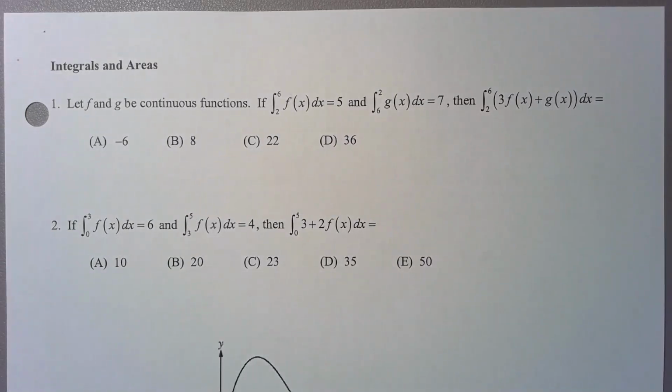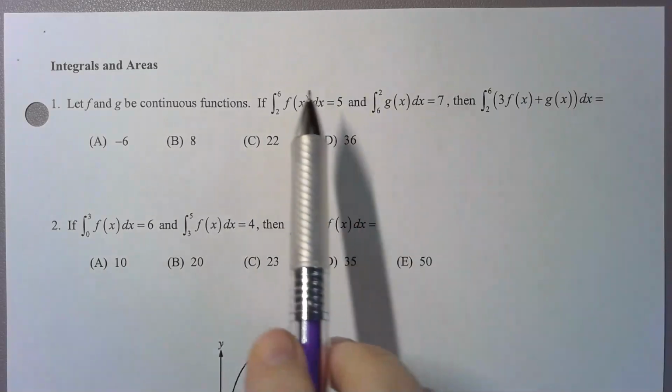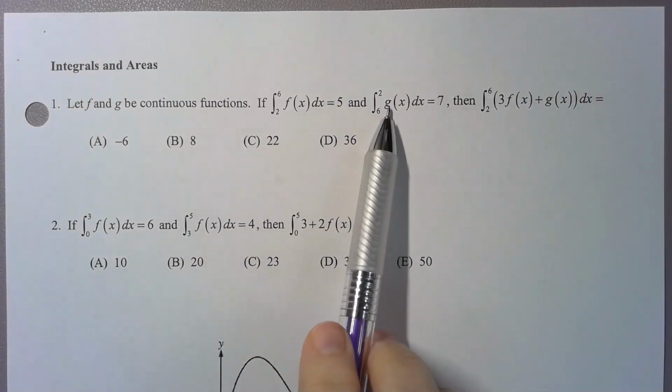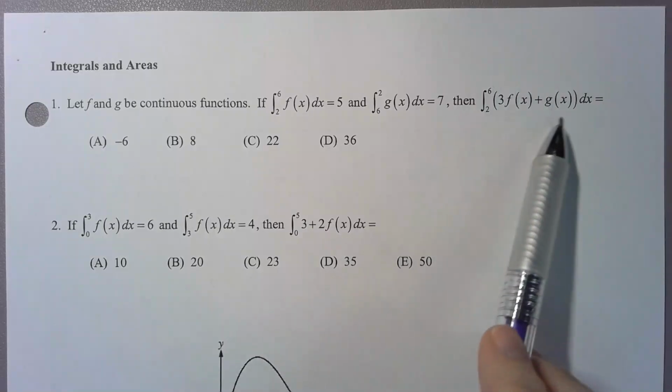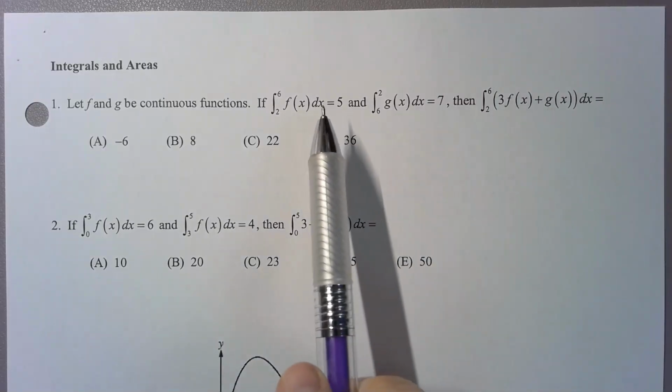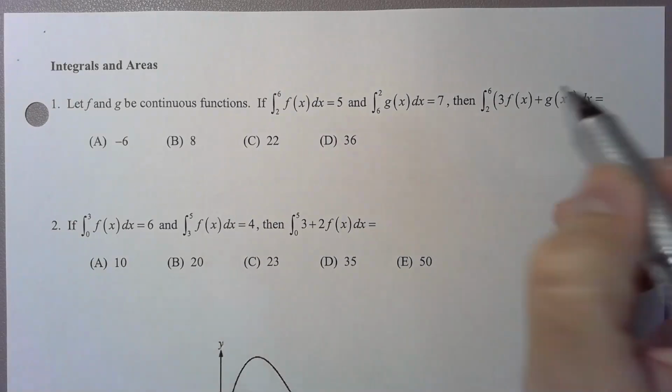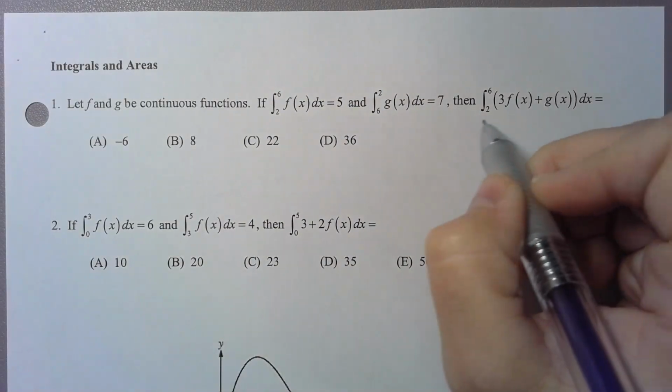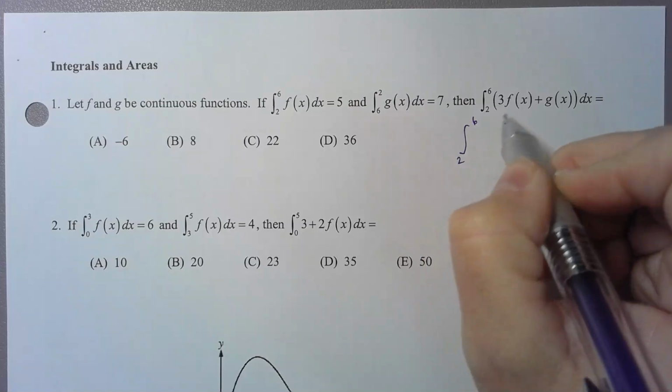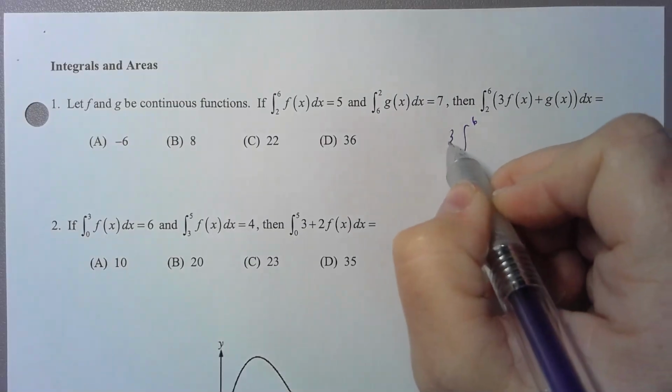All right, so question number 1, they are giving us the value of 2 integrals, and they're asking for the value of this third, which is a combination of these two. So I think the best thing we can do is to split this into 2 using our sum and difference property. And when I split this one up, I'm going to pull that 3 out in front.